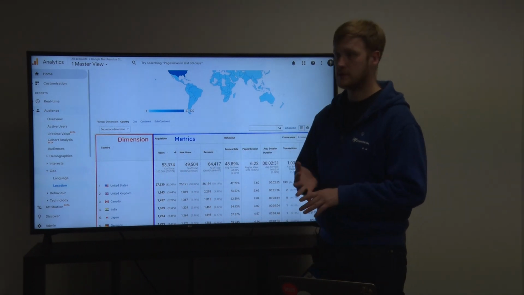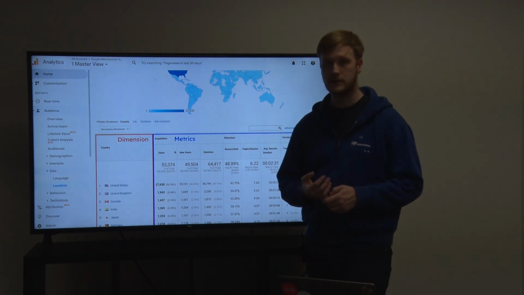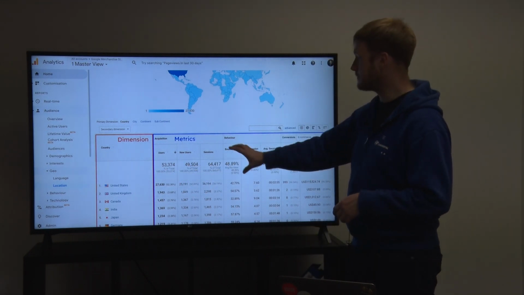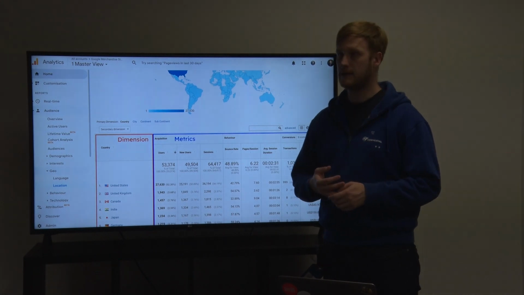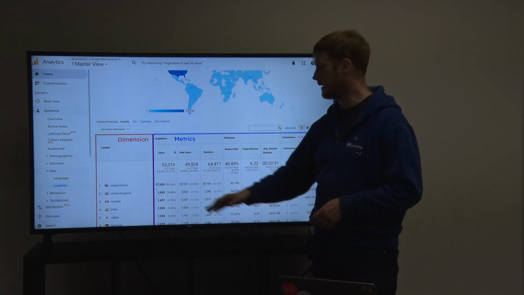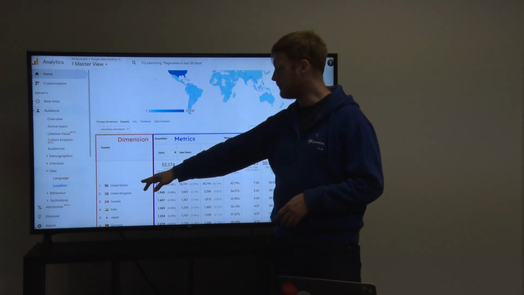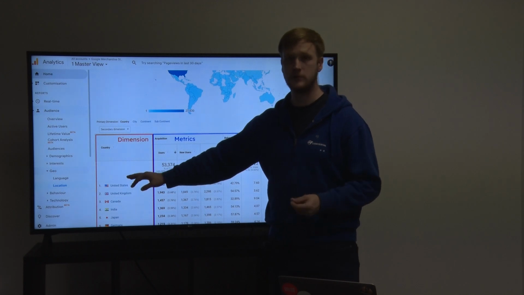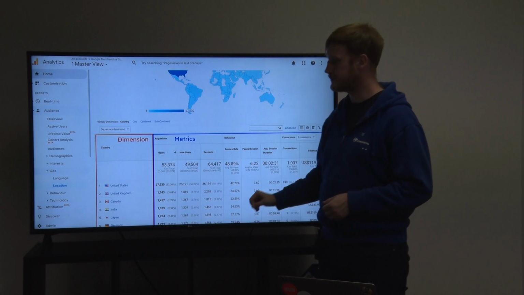and dimensions, what else could they be? So the dimensions could be language, so we could have English, Estonian, German, look at the numbers, metrics based on that. They could be people's age, so we can have different age groups and look at the metrics based on that. So how many people, how many users in the age group of 22 to 30 were on the website, what was the conversion rate, and so on.